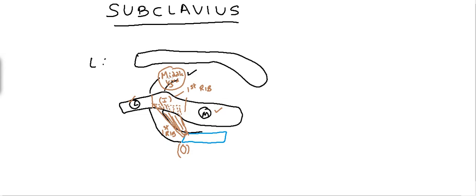Now the nerve supply to subclavius. It's a branch of the upper trunk of the brachial plexus. There is the upper trunk of the brachial plexus here. From there, it will come like this. It passes underneath the clavicle like this to supply this muscle. Now the action of this subclavius: it steadies the clavicle during movement of the shoulder joint.